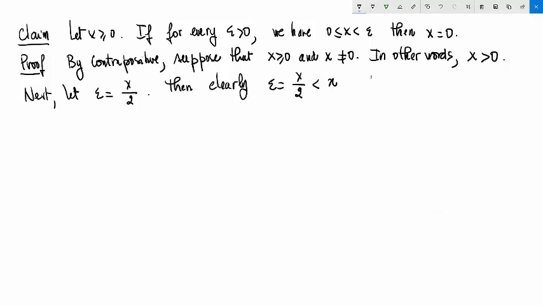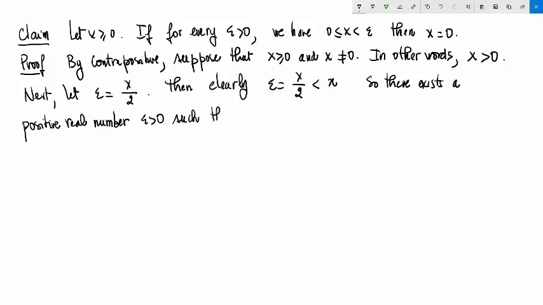So there exists a positive real number epsilon such that epsilon is less than x. So our hypothesis is false.